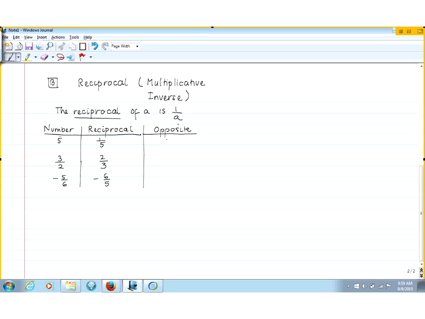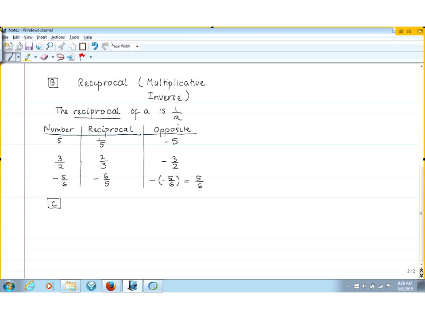Okay. So they're different. What is the opposite of number 5? Negative 5. What is the opposite of 3 over 2? Negative 3 over 2. Good. What is the opposite of negative 5 over 6? 5 over 6. So actually it's the opposite of negative 5 over 6, which is 5 over 6. You're right. So now we talk about reciprocal and opposite.